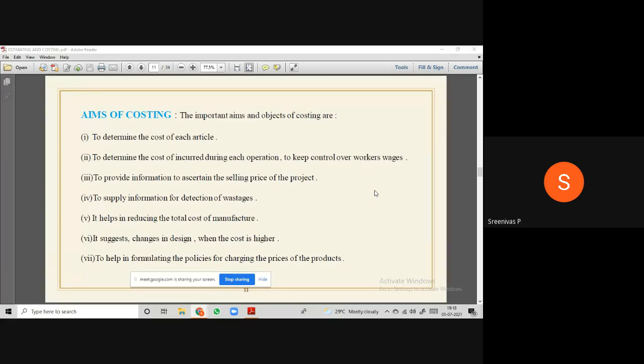Here there are a number of aims: to determine the cost of each article, to determine the cost incurred during each operation, to keep control over workers' wages, to provide information, and to ascertain the selling price of the product. So there are a number of aims.